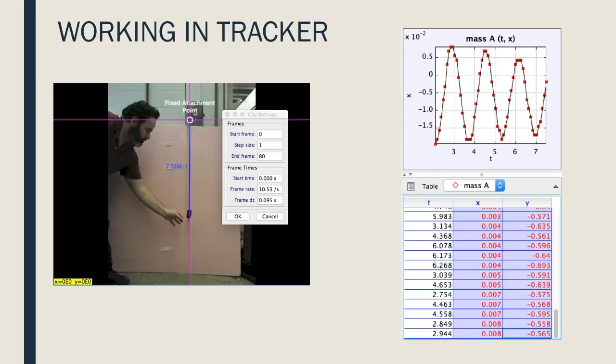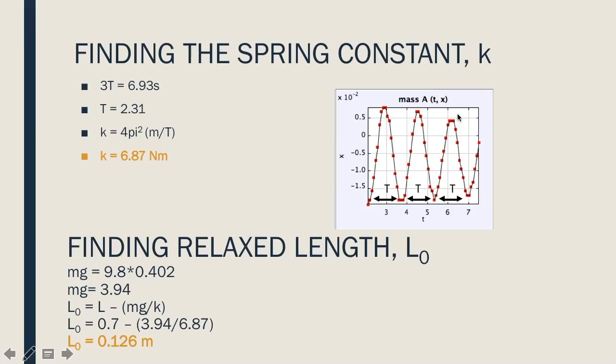So working in Tracker, I used the video given on WebAssign, I believe it was, or using the EDX software. And I tracked the motion of the spring. I got the following graph here of the spring mass's motion, and then the following x and y coordinates. I then went ahead and found the spring constant k.